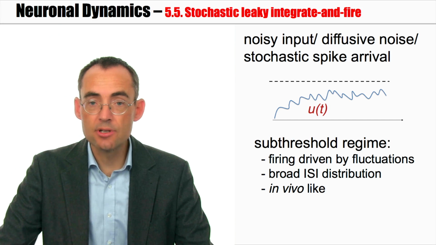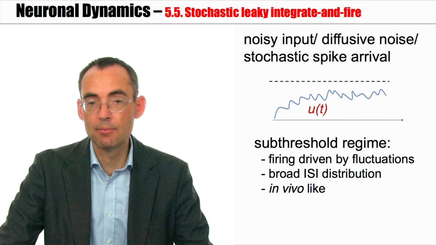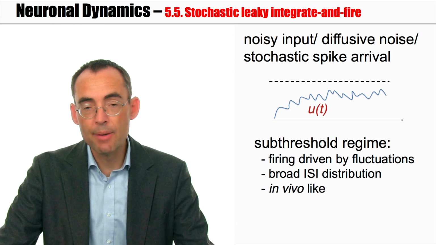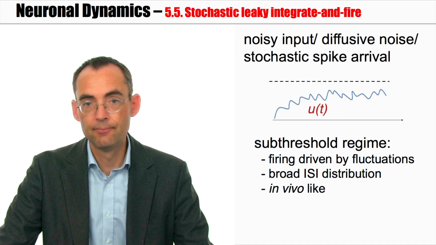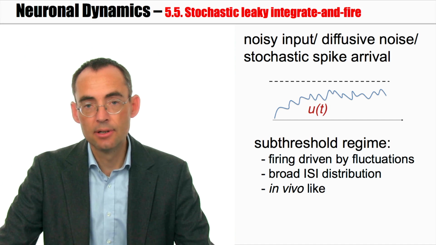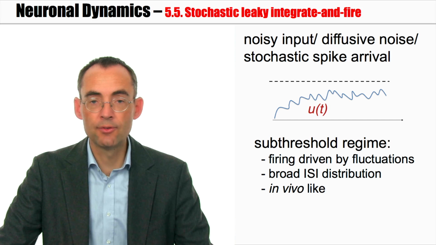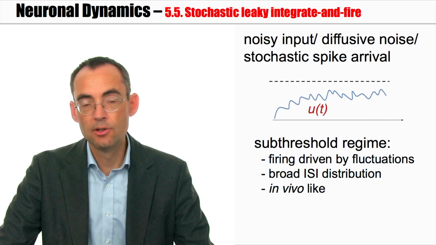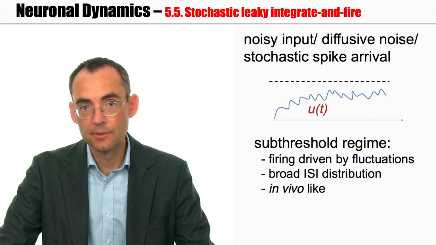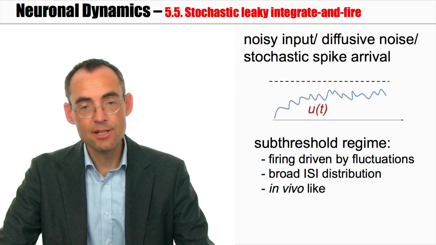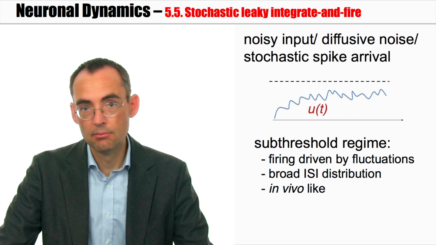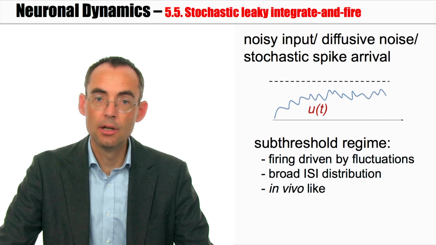The more interesting regime is the subthreshold regime, because it's in this regime that you see subthreshold membrane potential fluctuations. Spikes are rare events. They are driven by the fluctuations of the membrane potential. In the absence of these fluctuations, the neuron would never fire. Thus, we have identified the subthreshold regime as a particularly interesting regime in relation to in vivo data.